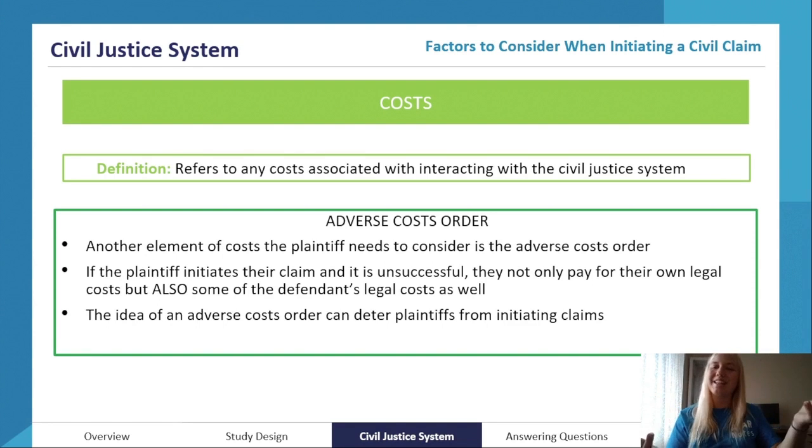It doesn't cover all costs. So another thing that the plaintiff has to consider is that even if they're successful and the defendant has to pay for their legal fees, they will still be left with some out-of-pocket costs. Okay?